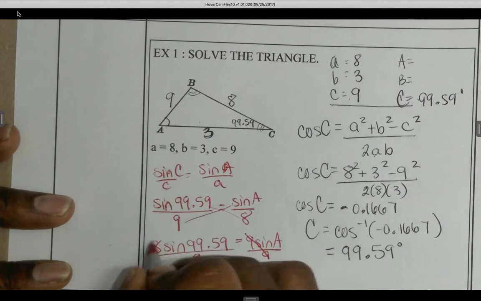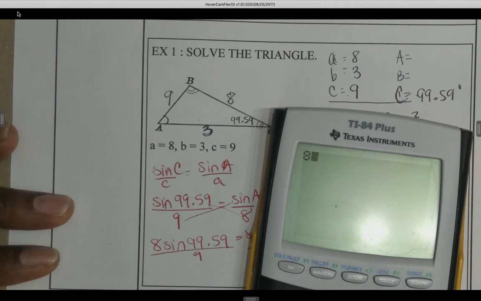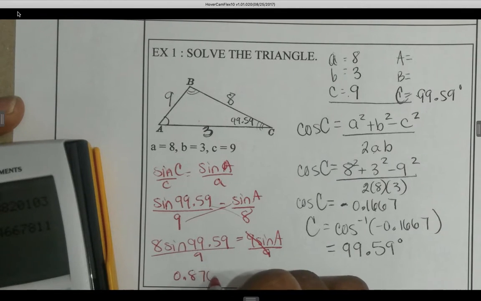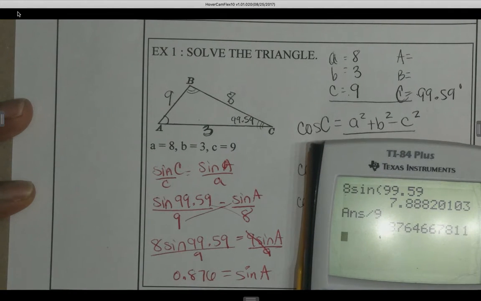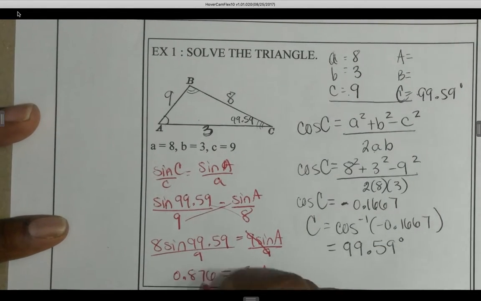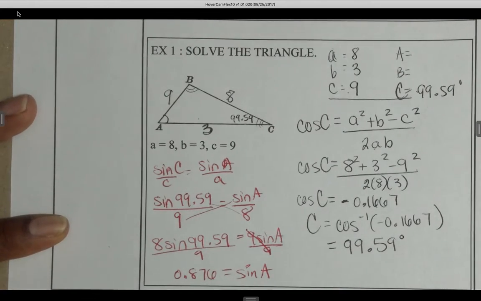And I end up with plugging all this in the calculator. Let's see what we get. I get 8 sine of 99.59, all that divided by 9. I get that 0.876 is sine of A. Right, but I have to make sure I use the inverse because I want A. I don't want sine of A. So I'm going to go inverse of that previous answer equals 61.22. 61.22 is my angle A.